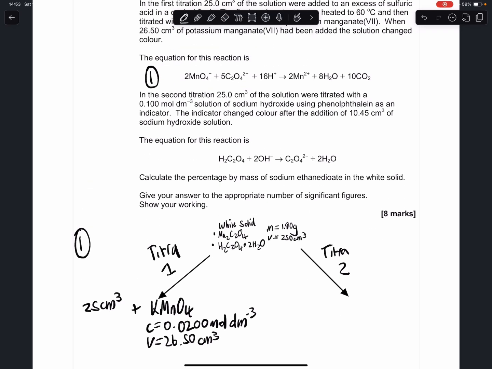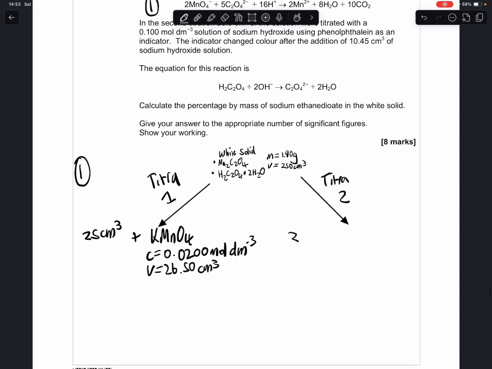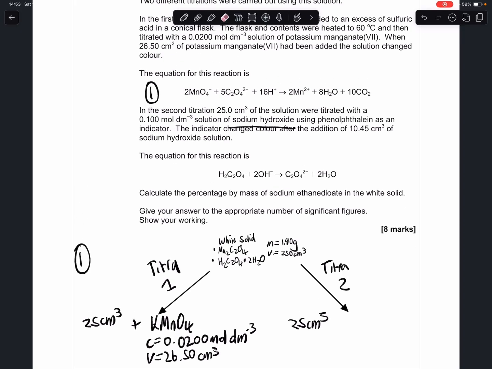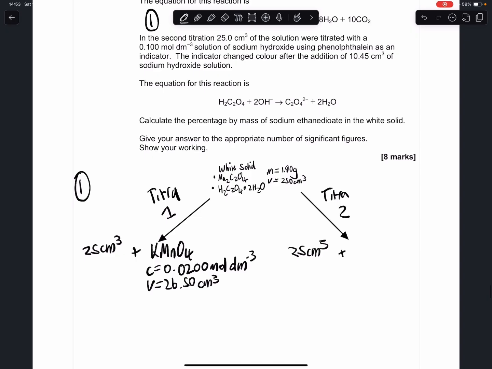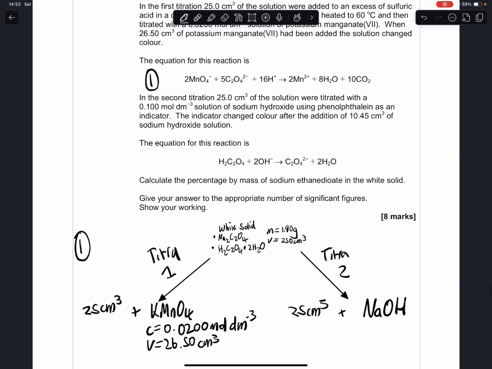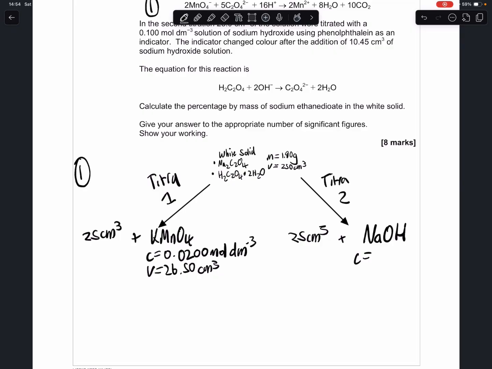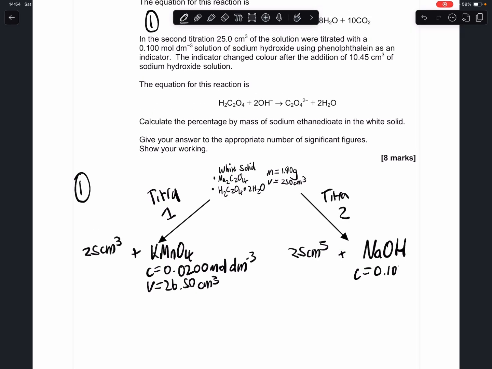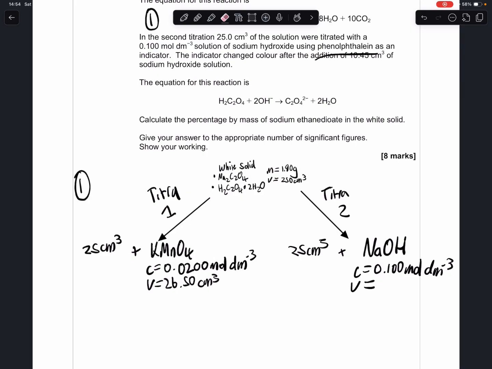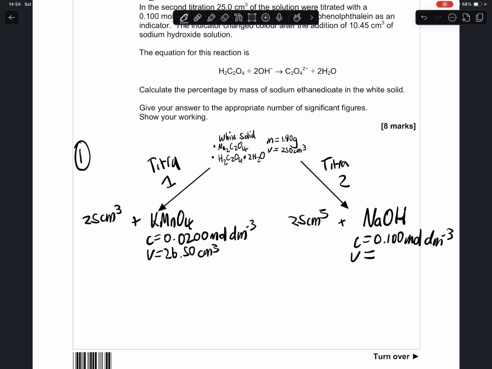Now, in titration 2, we're told that again, we're reacting 25 centimeter cubed of this. What are we reacting it with? Sodium hydroxide. So we write NaOH. Here is a volume, that's how much volume, and that is our concentration, all of sodium hydroxide. So our concentration of sodium hydroxide is 0.1. And our volume, we're told that we're adding phenolphthalein, and the indicator changed colour, that's the endpoint of 10.45 centimeter cubed of sodium hydroxide.